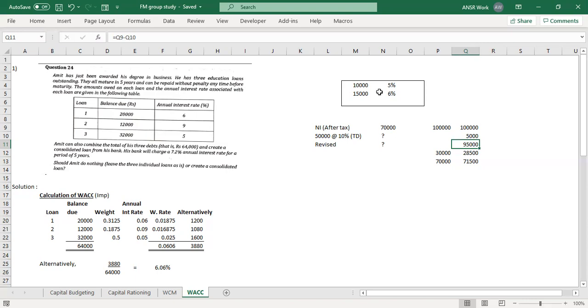Suppose personally you have two loans. One loan is of 10,000 rupees, another loan is of 15,000 rupees. The first loan interest rate is 5%, the second loan interest rate is 6%. Now, I'll ask you one question and you answer me. What is the final percentage of interest that you are paying? Can you answer me?